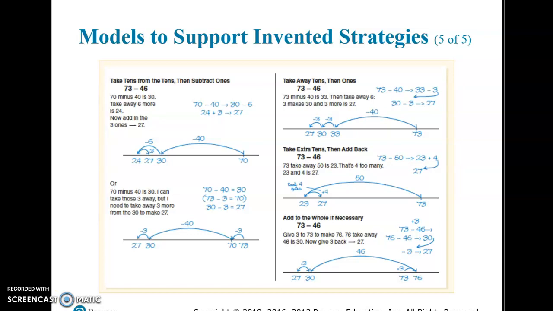73 stays 73, 46 becomes 40. 73 minus 40 is 33, minus 3 is 30, minus 3 again is 27. 73 minus 46: 73 stays 73, minus 50 instead of 46 gives you 23, plus 4 to get 27. 73 minus 46 gives you 30, minus 3 is 27.